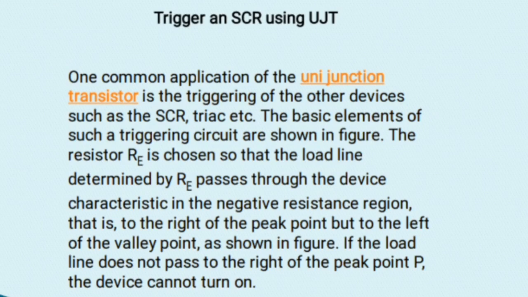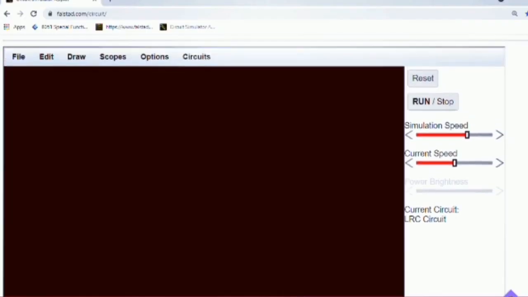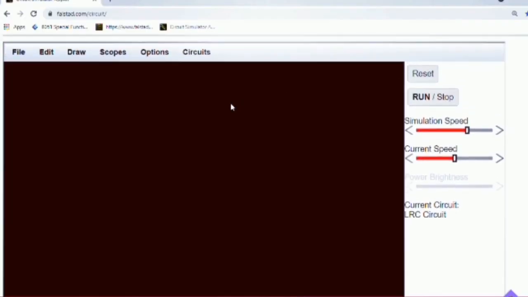As shown in the figure, if the load line does not pass to the right of the peak point P, the device cannot turn on. In this figure, we can see UJT triggering of an SCR. Now we will see the simulation process of the circuit.